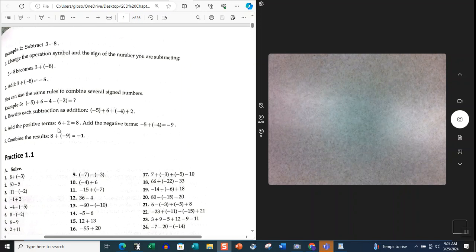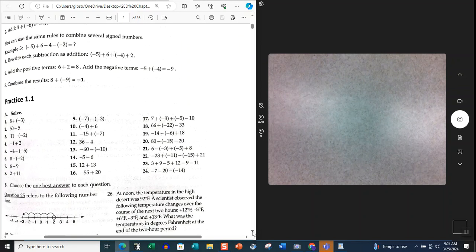So now we will add the positive terms together. Now remember, you can only do this when it's all addition. So we can combine all of the positive values together. 6 plus 2 is 8. And then we can add all the negative terms together. Negative 5 plus negative 4 is negative 9. So we have 8 plus a negative 9. And we know 9 is larger than 8, so we'll carry over the negative sign. And 9 minus 8 is 1. So your final answer here would be negative 1.